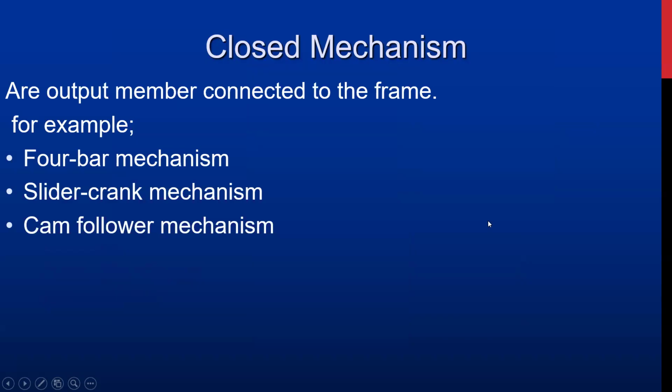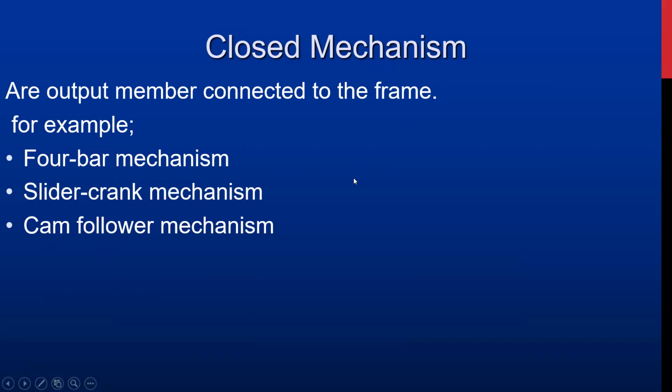So now let's look at closed mechanisms. For a closed mechanism, the output members are connected to the frame, the fixed frame. As examples, we have what we call a four-bar mechanism, a slider-crank mechanism, and the cam and follower mechanism. And also in your car engine, where we have the flywheel connected to the cams within that engine mechanism. We shall see them.